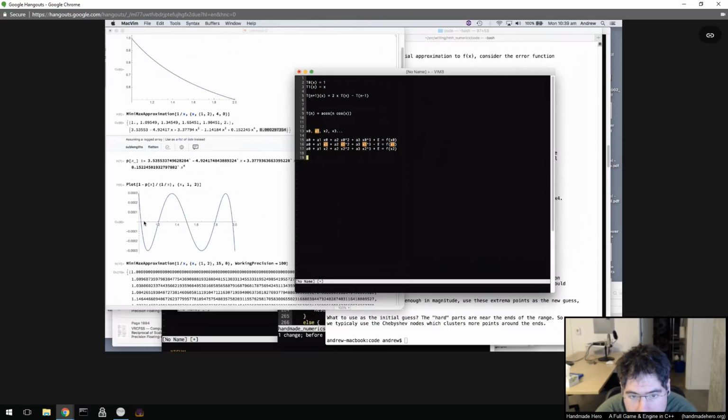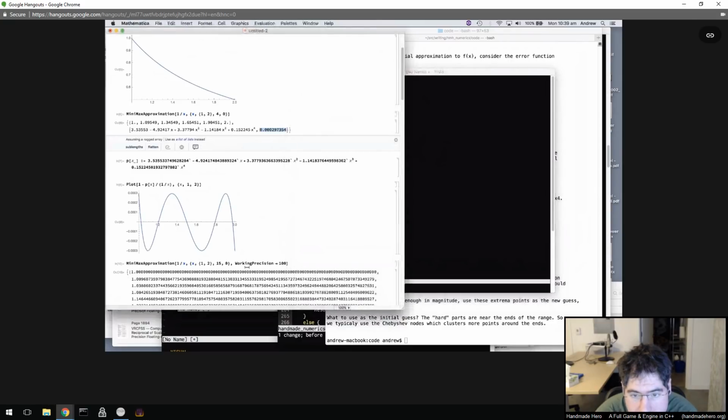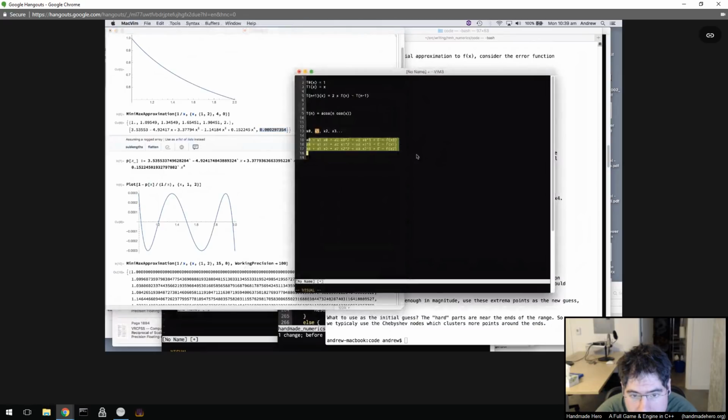Then what you can do is say, okay, let's assume that that is the minimax polynomial, and we'll find the extrema points. So we'll actually subtract that polynomial from f and find the point that differs the most, and then use that as a next approximation to go through the loop again and solve this system again. And for well-behaved functions, this gives you the minimax polynomial if you iterate enough times.